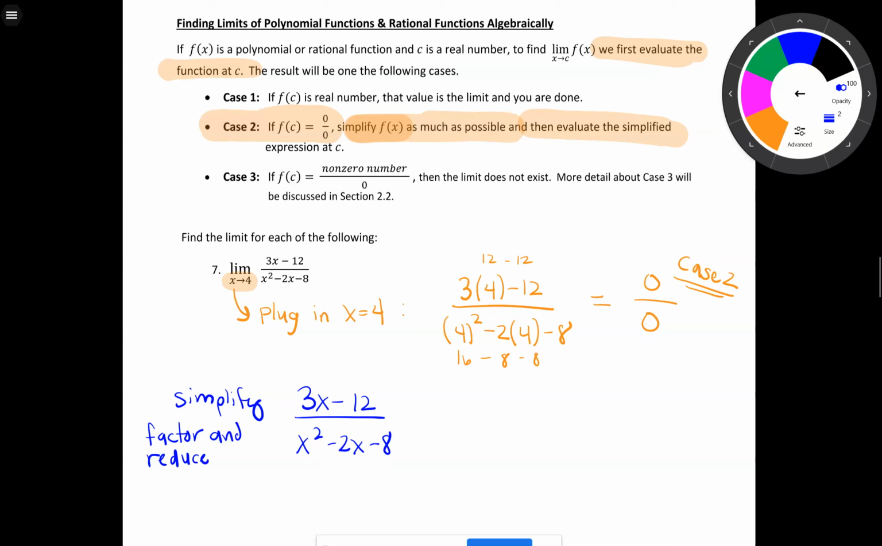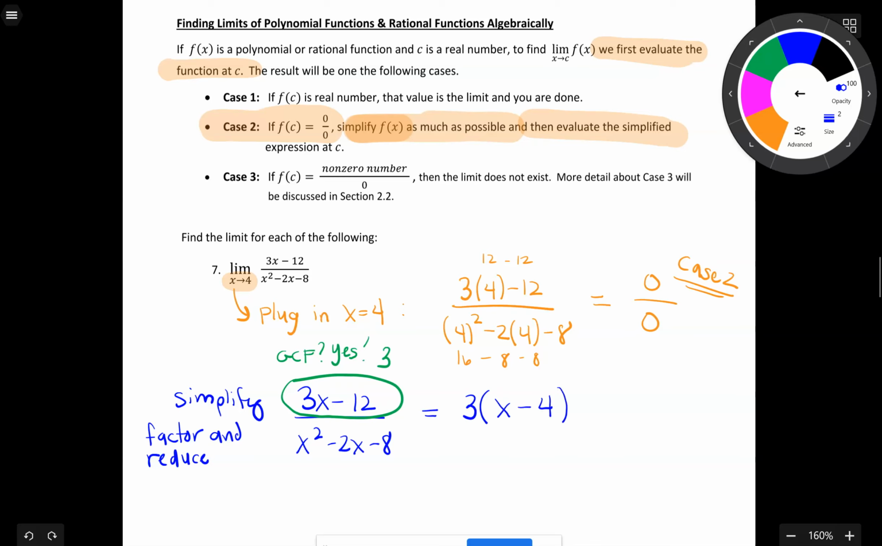If you're struggling with factoring or need to dust some cobwebs off, you'll have to review that outside of class, or you can come to office hours. But the first step of any factoring problem is to ask yourself, is there a GCF you can factor out from the beginning? And in the case of the numerator, the answer is yes, right? See how there's a GCF of 3 I can factor out? So I'm going to factor out a 3, and that's going to leave me an x minus 4 binomial.